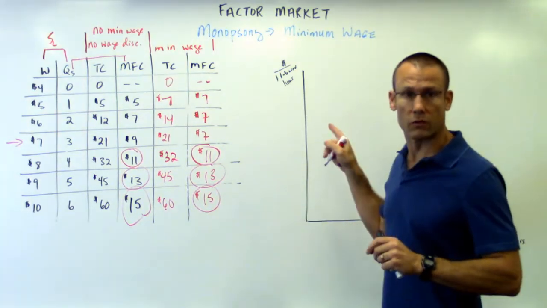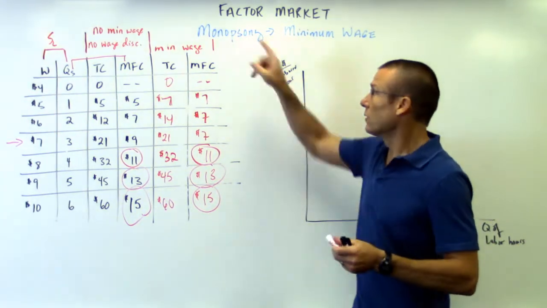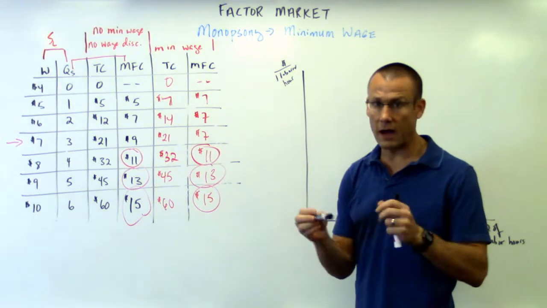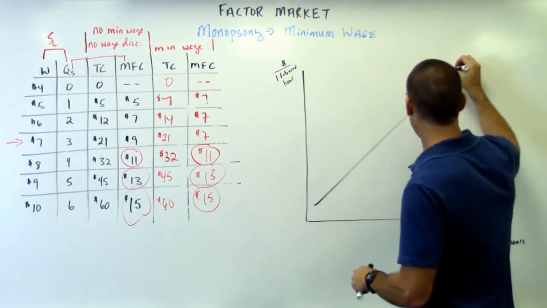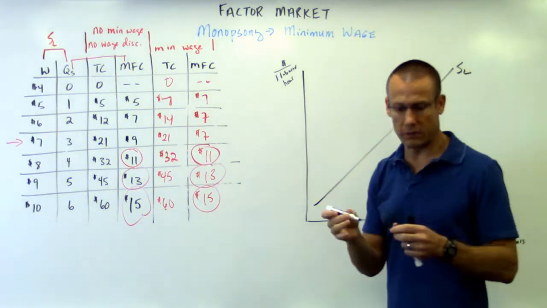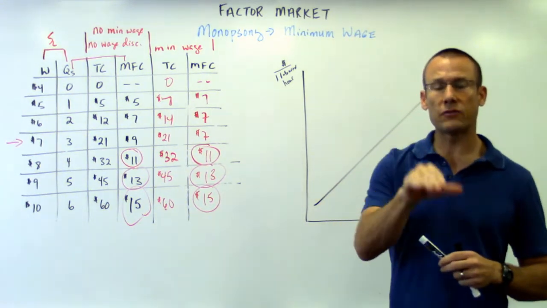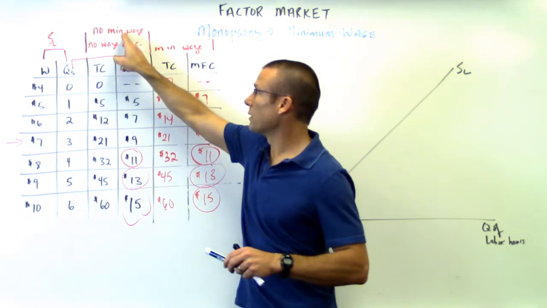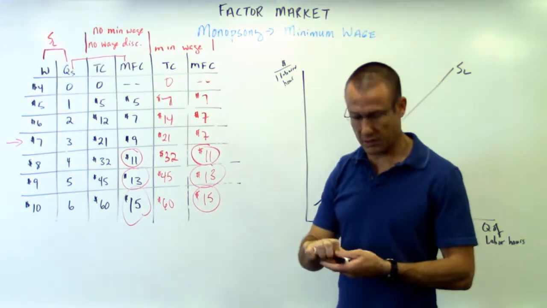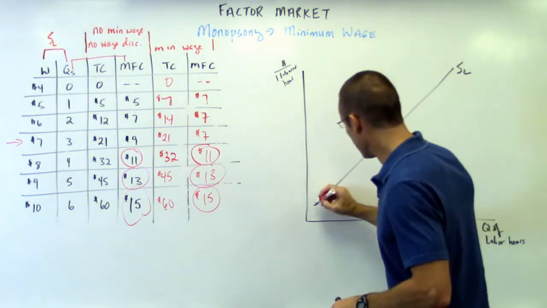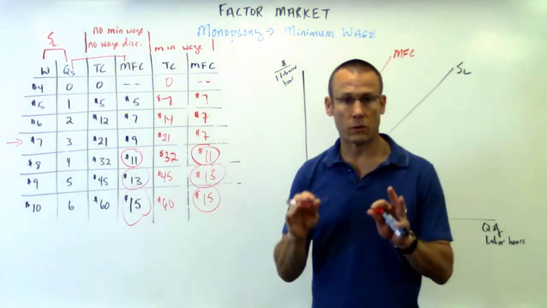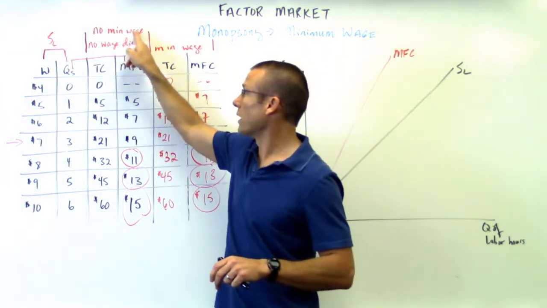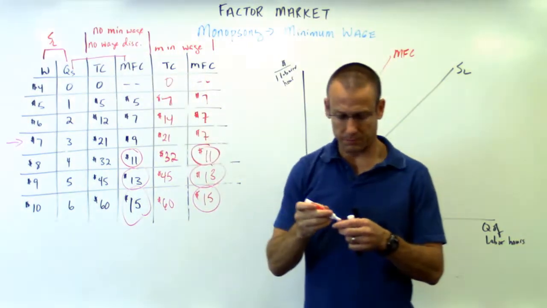But now let's go to the graph, okay? So we're going to graph things out. We've got a monopsony, okay? This is all kind of a little bit confusing, but hopefully we get this, all right? We've got a supply of labor curve. No big deal. Now I'm going to draw in the MFC with no minimum wage, no wage discrimination. Here it comes, the MFC. We've seen that before, okay? MFC, twice the slope, okay? That's what it would look like with no minimum wage, no wage discrimination.